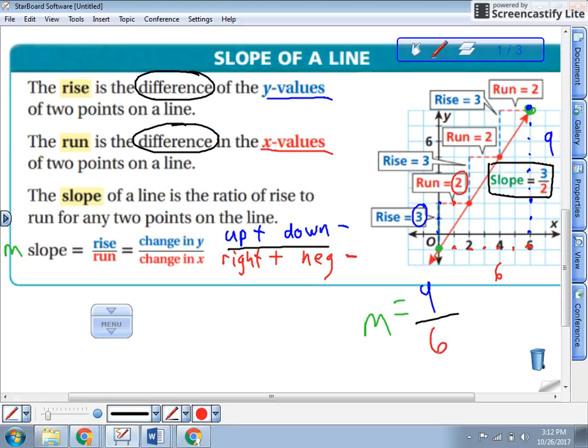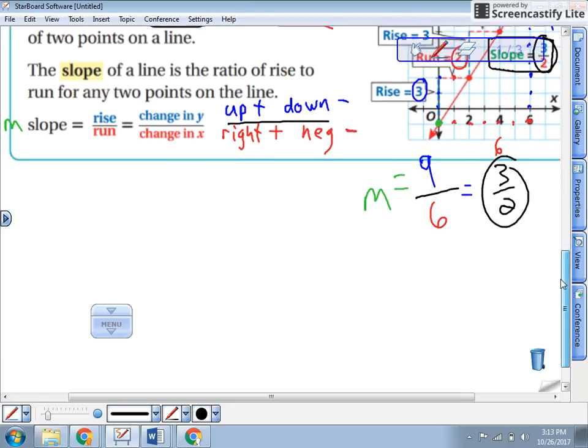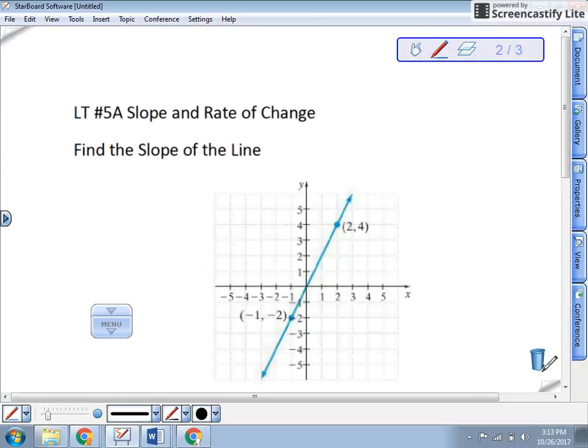Well, now you're saying, hey, but the slope of the other one was 3 over 2. Well, slope we always want to reduce. So 9 over 6, when we reduce that, equals 3 over 2, which is the same as right here. So just an example on slope. Okay, now let's try another example.